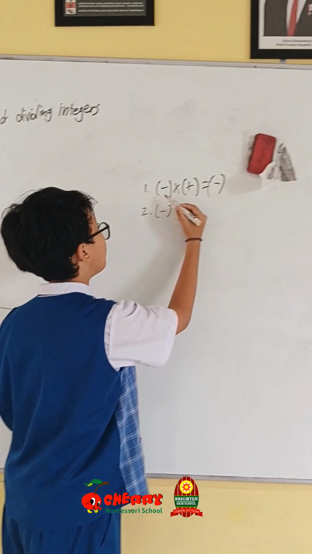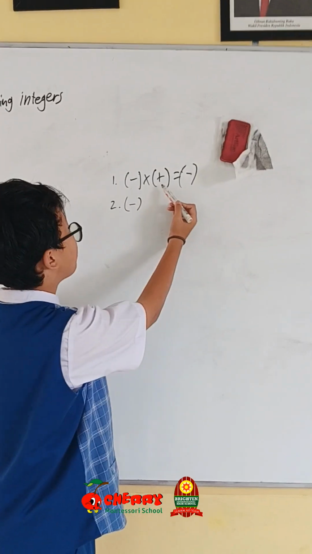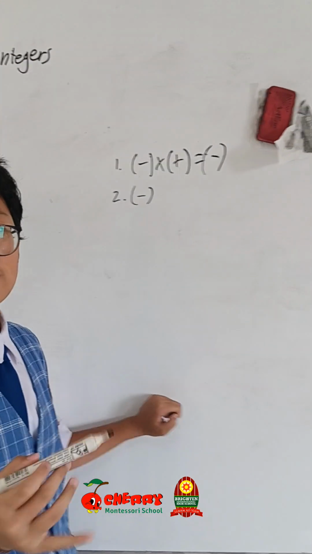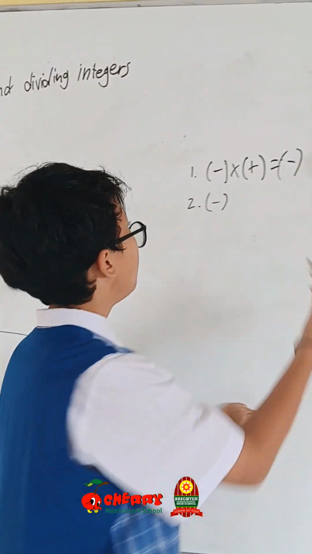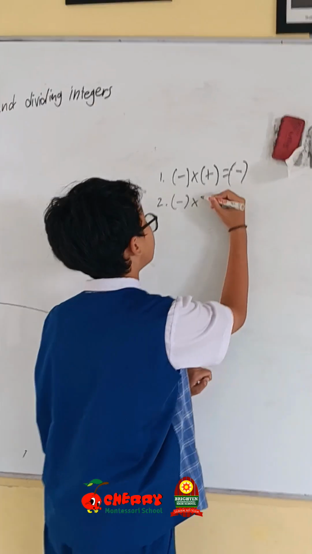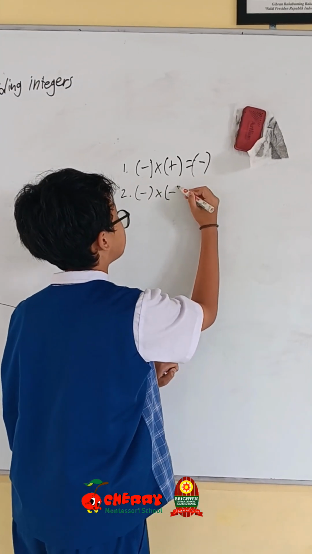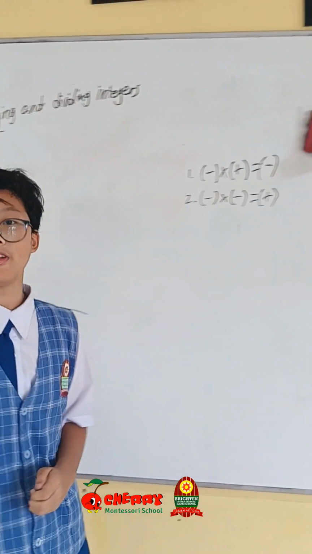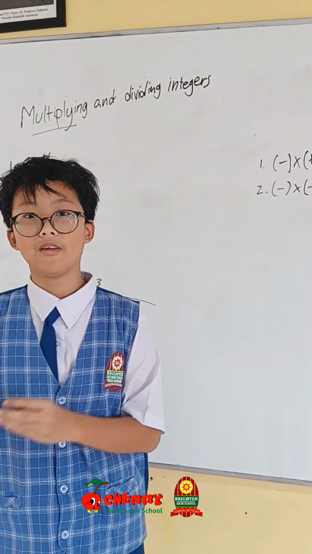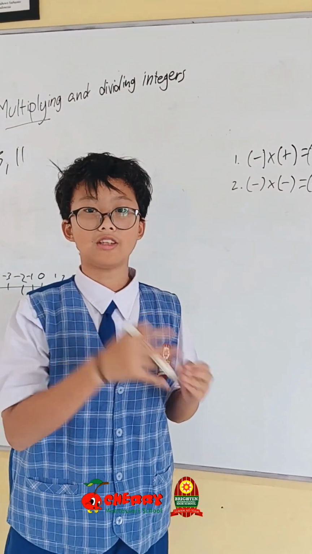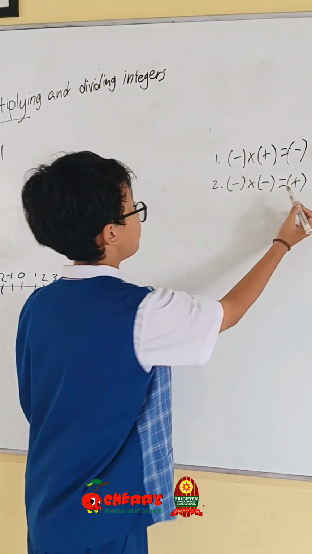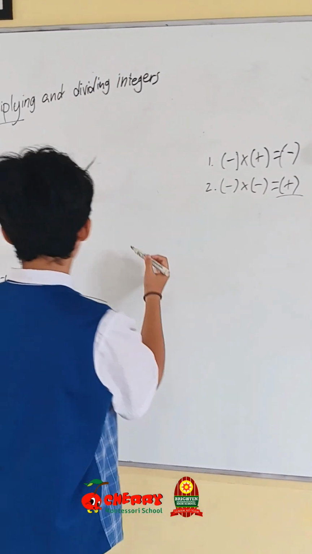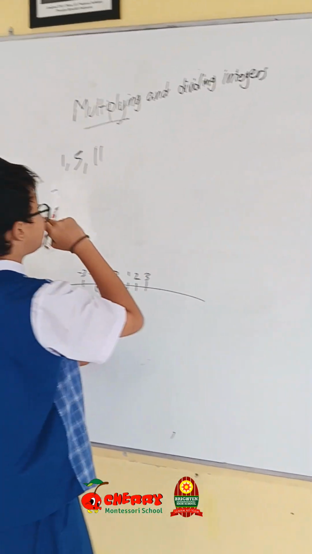When we talk about negative multiplied by positive, it equals negative, since both of them are different. Now, if the sign is the same, for example negative times negative, it will turn into a positive, because the same sign cannot stay the same. It has to become positive. Okay, so these are going to be examples.